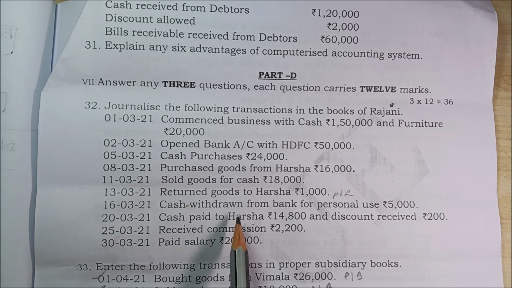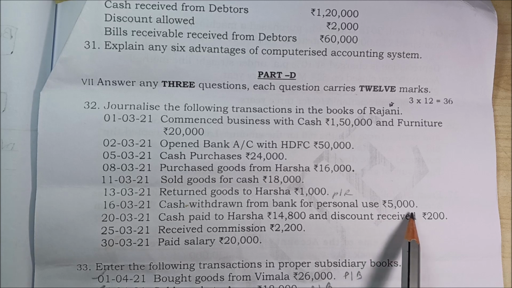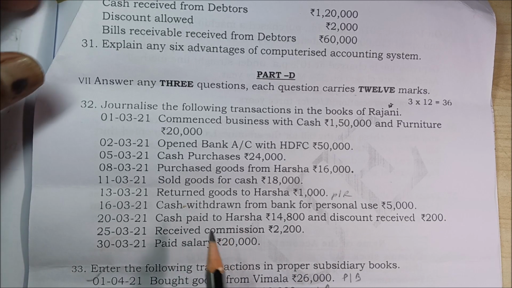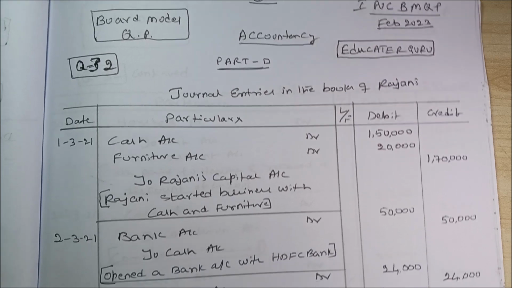16/3/21 cash withdrawn from bank for personal use. That is called drawings. 25/3/2021 received commission rupees 2,200. 30/3/21 paid salary 20,000. So very simple, these journal entries. You can easily write the journal entries.